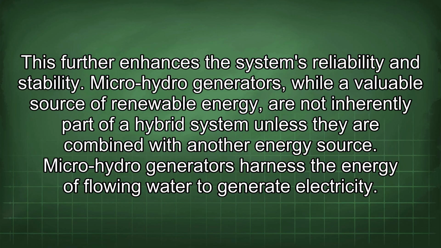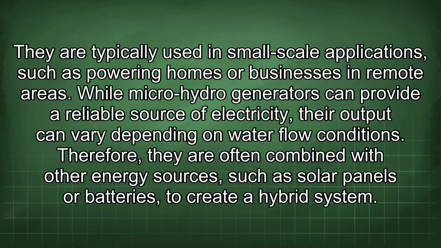Microhydro generators, while a valuable source of renewable energy, are not inherently part of a hybrid system unless they are combined with another energy source. Microhydro generators harness the energy of flowing water to generate electricity. They are typically used in small-scale applications, such as powering homes or businesses in remote areas. While microhydro generators can provide a reliable source of electricity, their output can vary depending on water flow conditions. Therefore, they are often combined with other energy sources, such as solar panels or batteries, to create a hybrid system.